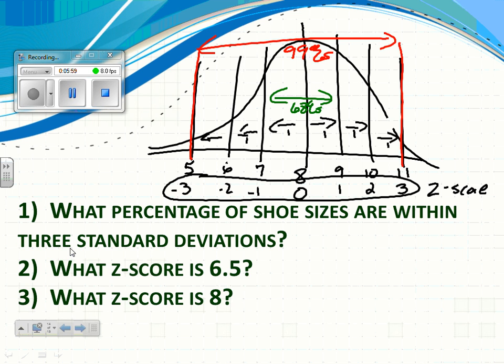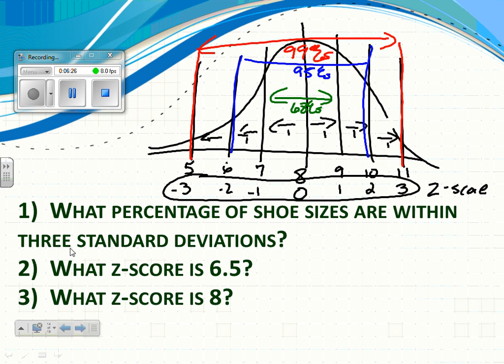What if I want to know what percent of girls fall between a 6 and a 10? That's 2 to this side and 2 to that side. 95%. So most of us would fall between a 6 and a 10. And 99%. You need to know those percentages, and you need to have those memorized. And it's like that every time.